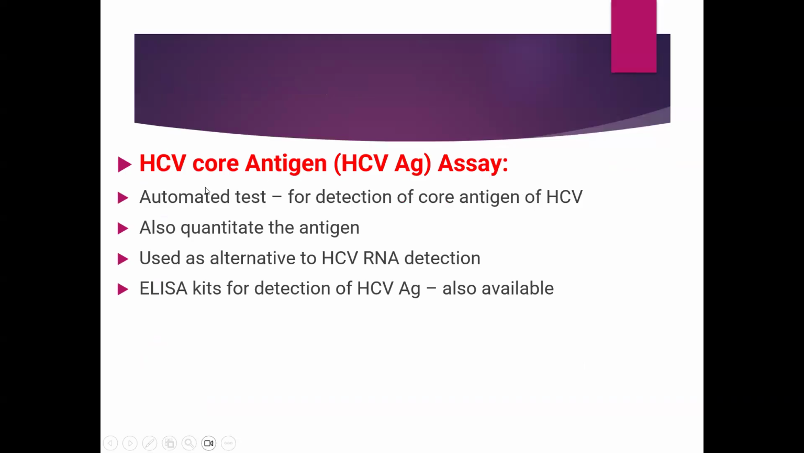Next, HCV core antigen assay. This is an automated test. It can detect the core antigen of hepatitis C virus. The advantage is that it can also quantitate the antigen, so it is an alternative to hepatitis C virus RNA detection. ELISA kits are also available for detection of HCV antigen.